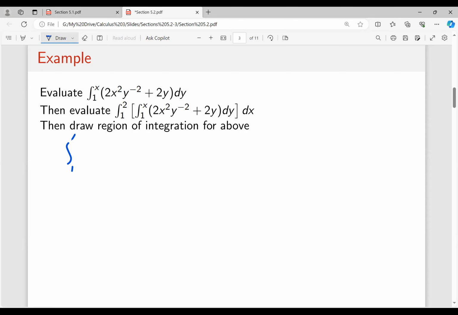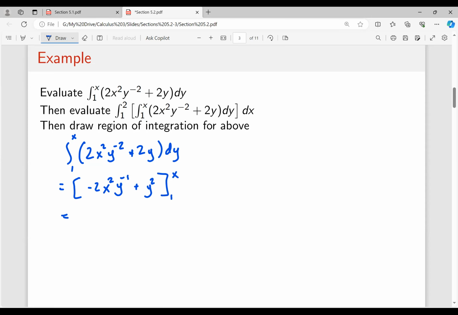So the integral from 1 to x of 2x squared y to the negative 2 plus 2y dy, well, integrating with respect to y gives us negative 2x squared y to the negative 1 plus y squared from 1 to x. So then we plug in x's into our y's for the top number, and we plug in 1 into our y's for the bottom number.